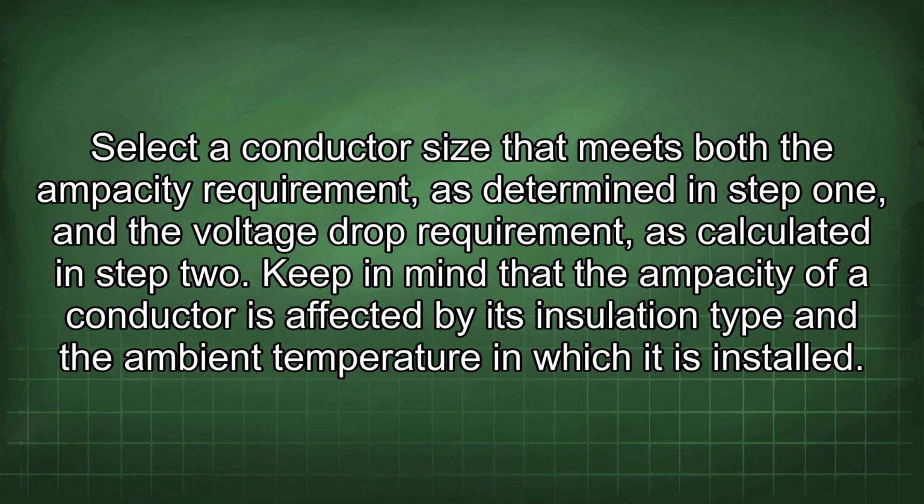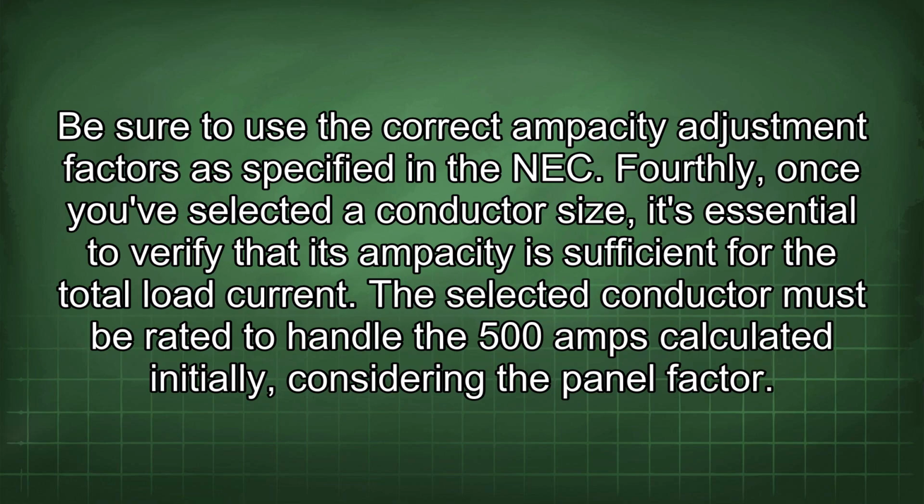Keep in mind that the ampacity of a conductor is affected by its insulation type and the ambient temperature in which it is installed. Be sure to use the correct ampacity adjustment factors as specified in the NEC. Fourthly, once you've selected a conductor size, it's essential to verify that its ampacity is sufficient for the total load current. The selected conductor must be rated to handle the 500 amps calculated initially, considering the panel factor.